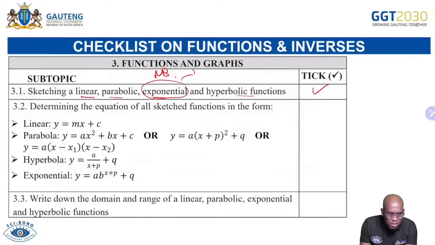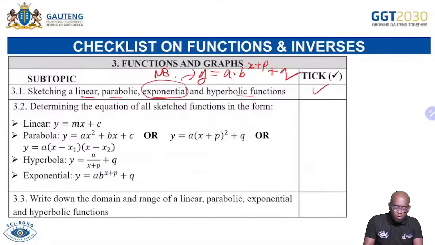In this form, not the one that you do in grade 12, the inverse one. In this form, y = a times b to the x plus p, plus q, all right? Go back to your grade 11 and try to check whether you can sketch these exponential functions. Very, very important. Now, determining the equation of all functions in this particular form that is given there. Remember, the straight line is y = mx + c. The parabola is y = ax squared + bx + c. Or in the turning point form, remember this is in the dual intercept form, okay?